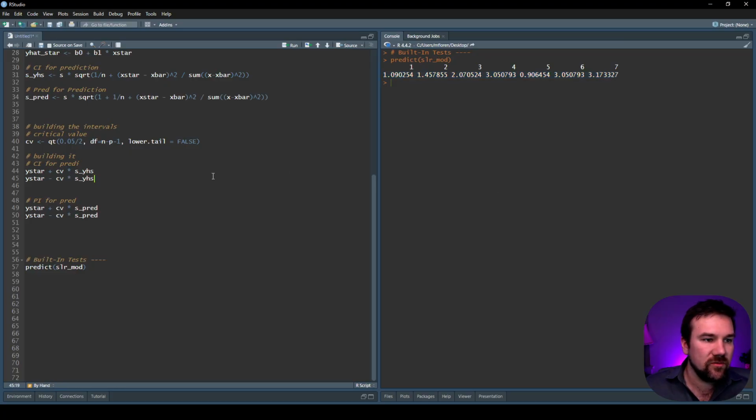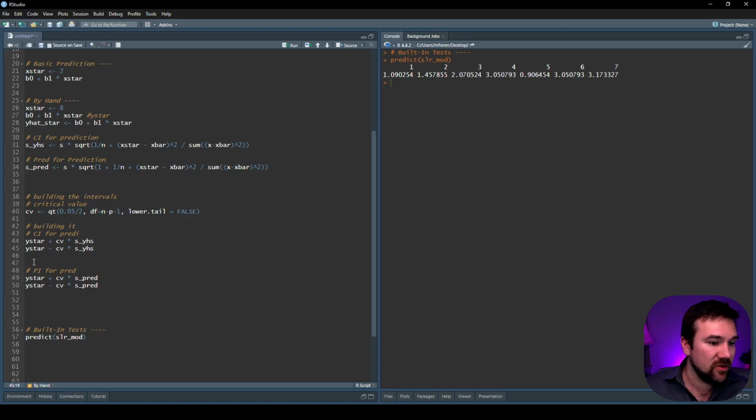And actually, now that I'm noticing this, I used a y star down here. So y star was the other notation I had for my y hat star. If that confused you, I'm sorry. But just realize those are the same numbers. So be aware.